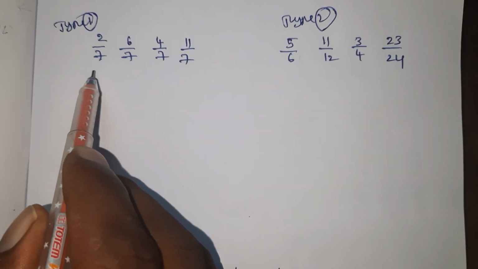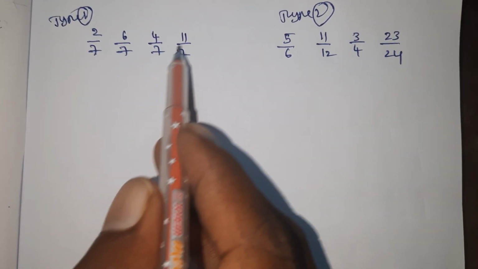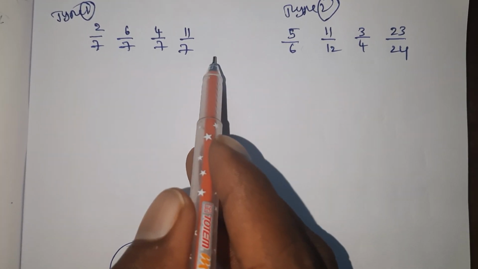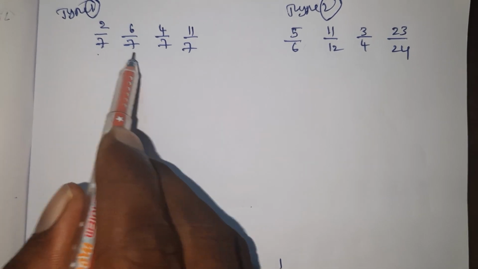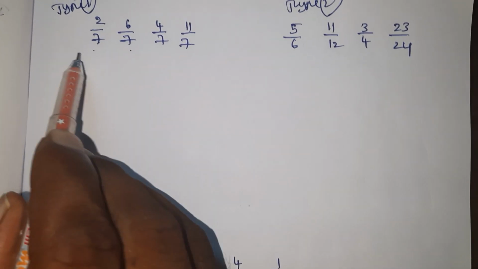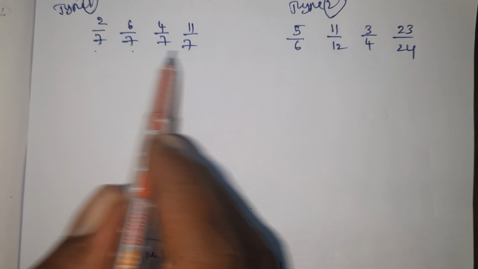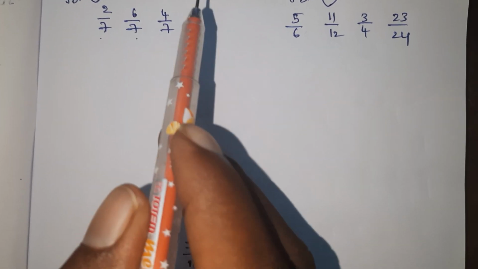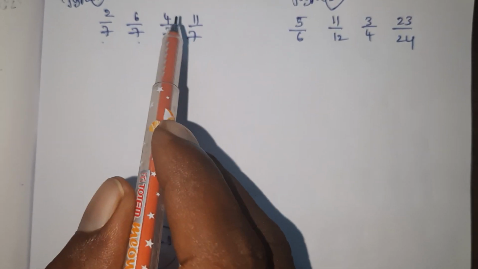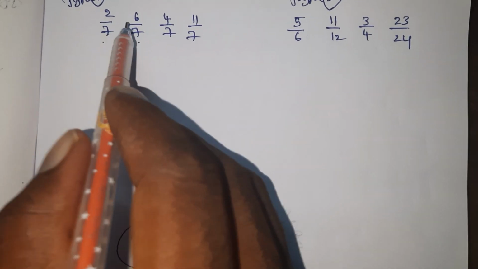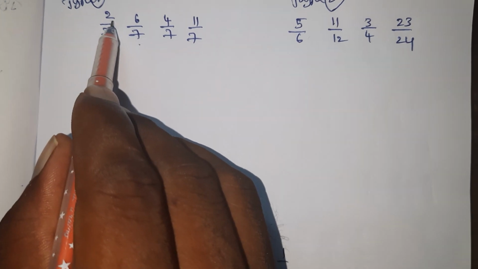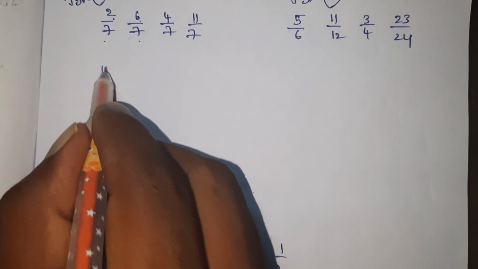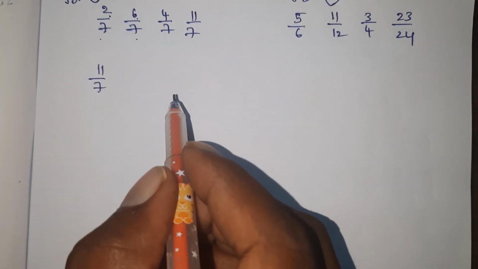So 2 by 7, 6 by 7, 4 by 7, 11 by 7. Here all the fractions' denominators are the same. Yes or no? 7, 7, 7, 7. So simply the LCM is 7. For this type, simply you can write: in the numerator, which number is more, that fraction is more. In the numerator, which number is less, that fraction is less. So if you observe among these fractions, numerators 2, 6, 4, 11, which number is more? 11 is more. So simply 11 by 7 is the highest fraction.